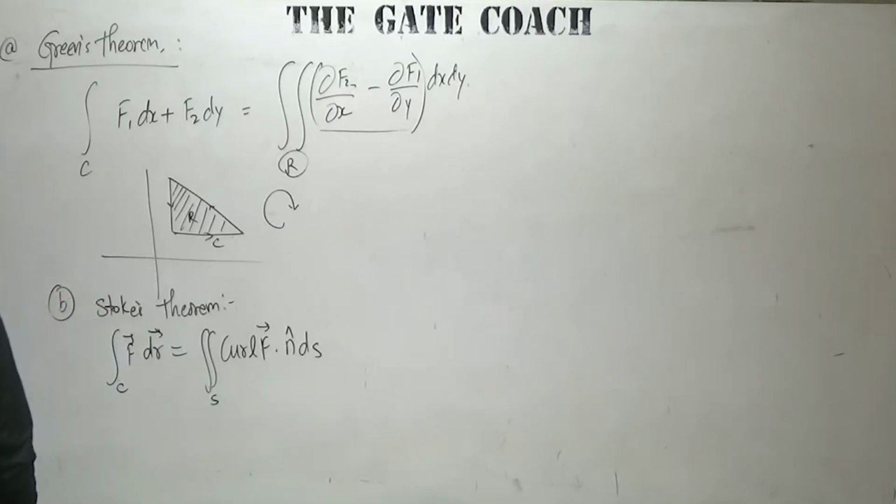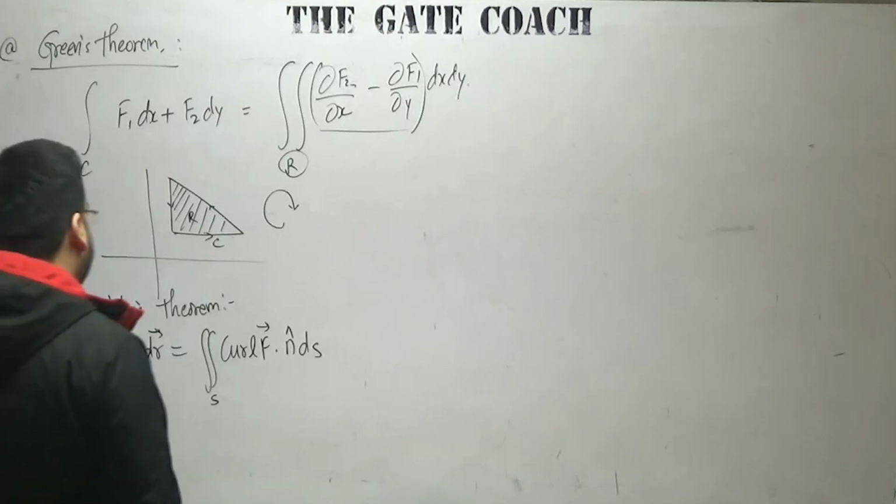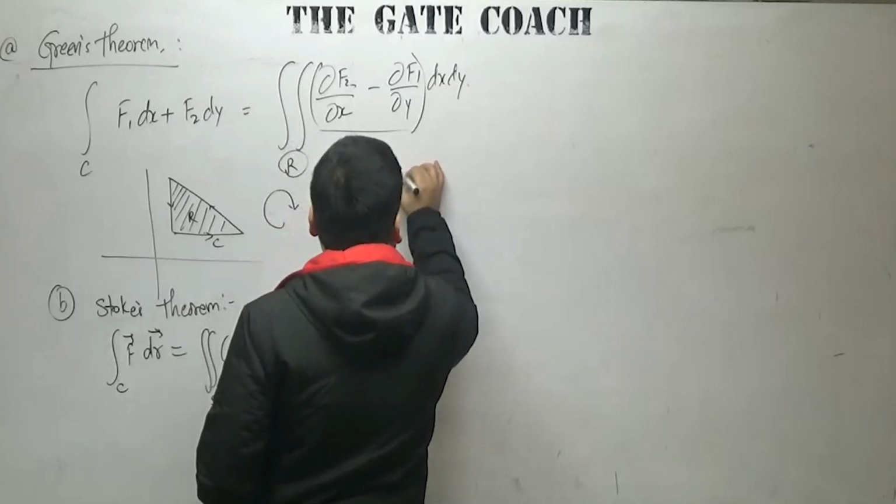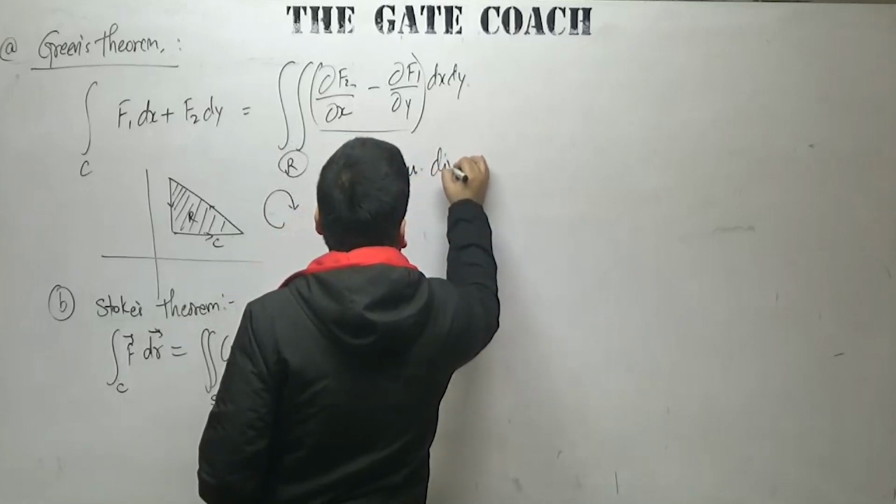After this, students, we have already solved a few questions. We solved some questions on polar coordinates also. And after this, we did the Gauss divergence theorem. C was the Gauss divergence theorem.